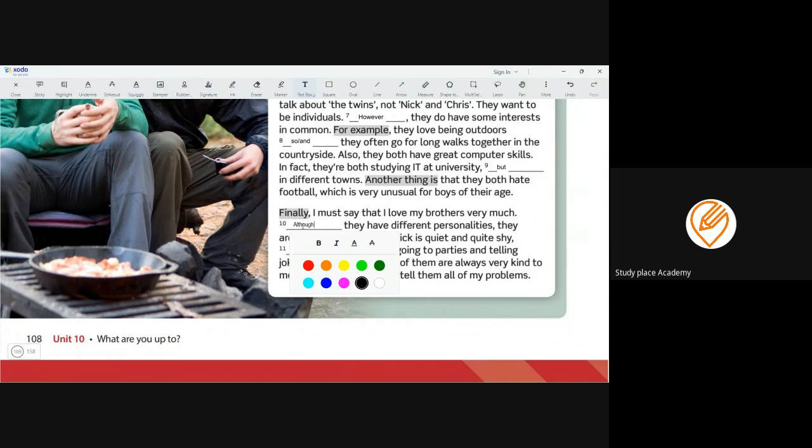They have different personalities. They are both lovely brothers. Nick is quiet and quite shy. Chris loves going to parties and telling jokes. So we have a comma, so it's but. Period, comma, so it's however.